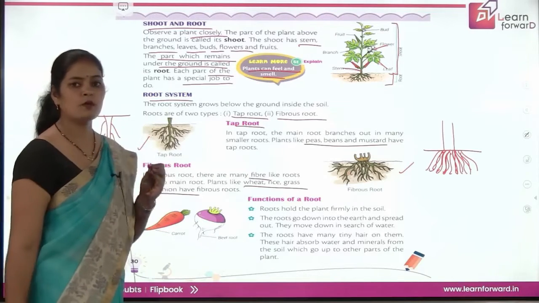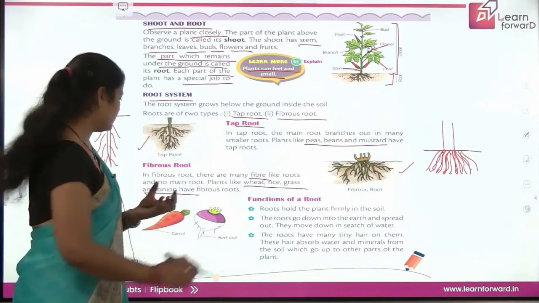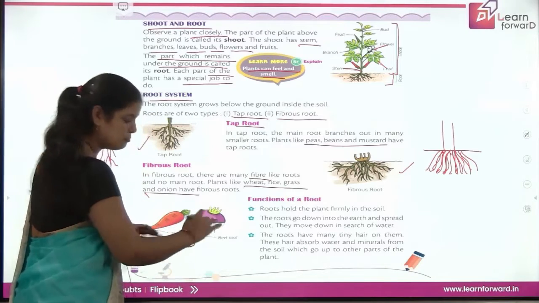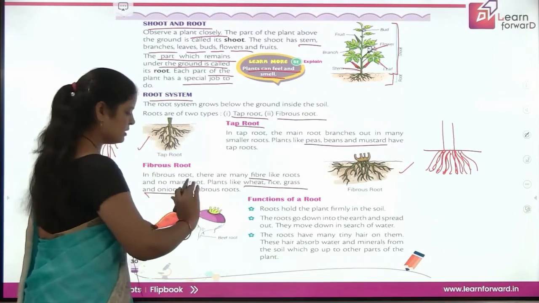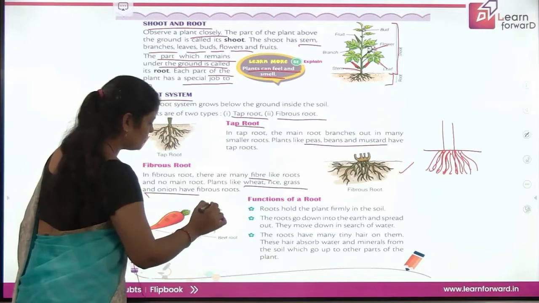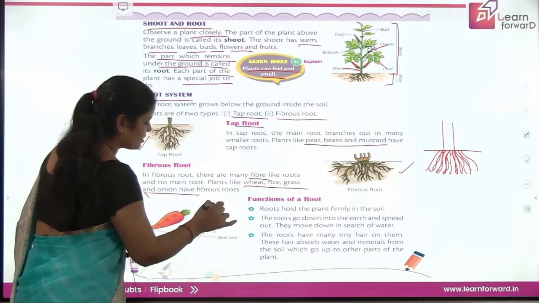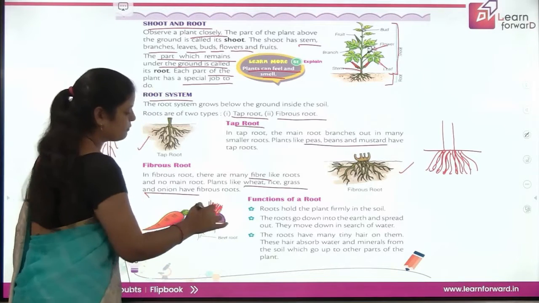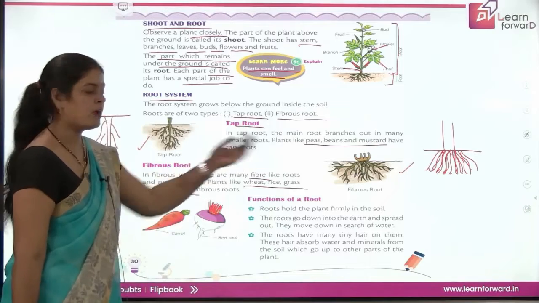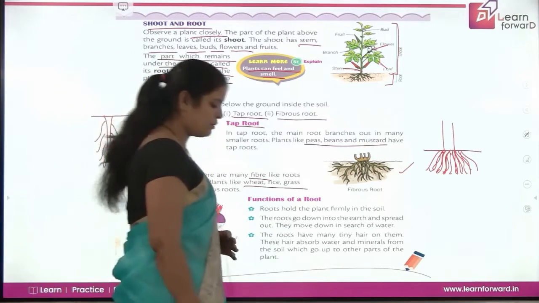Have you ever observed an onion? So this structure of an onion, this is a beetroot though, but similar is the structure of the onion. So from here many thread-like structures arise, right? So what type of root is that? That is fibrous root. Now next is function of root.